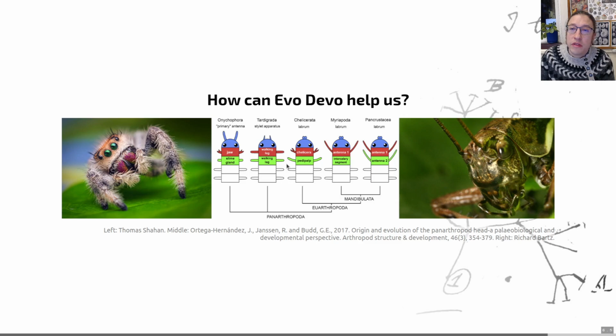And I can tell you with a far higher degree of confidence now than I would have done even 10 years ago that the myriapods, that's the millipedes and centipedes, are sister group to the insects plus crustaceans, that's the pancrustaceans, and that those two in turn form a clade called the mandibulates that is sister group to this group, the chelicerates, that includes the arachnids. This is a good example of how EvoDevo can help us understand, as my example, evolutionary relationships in a group.